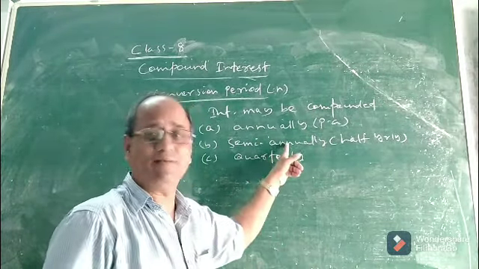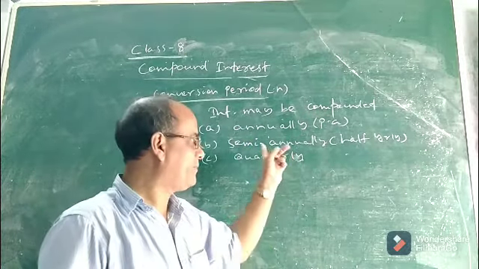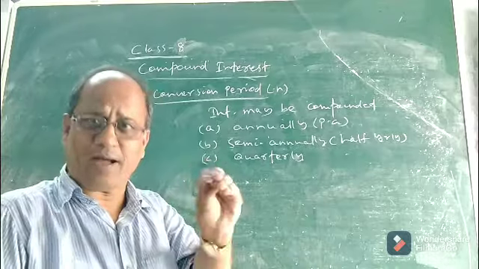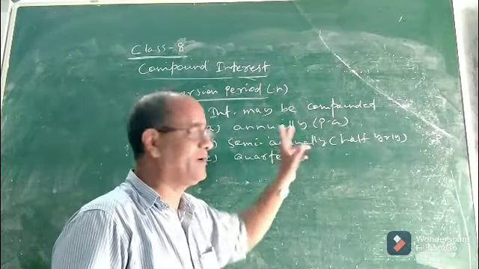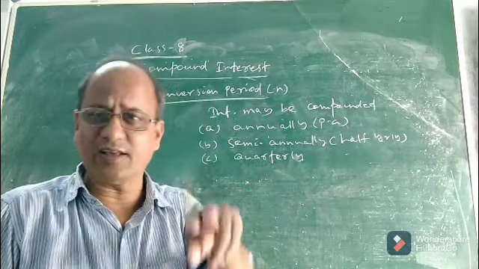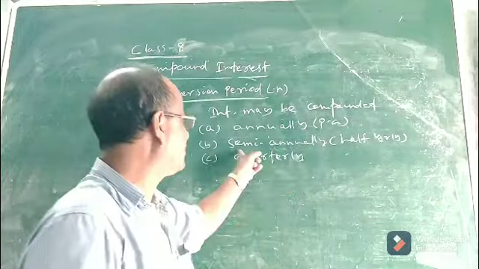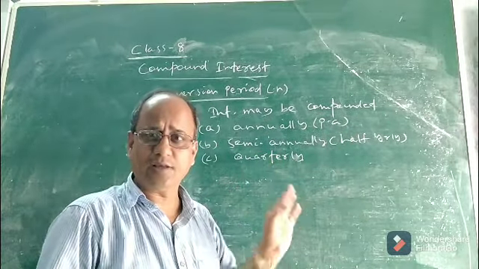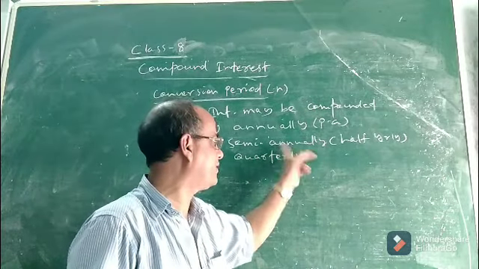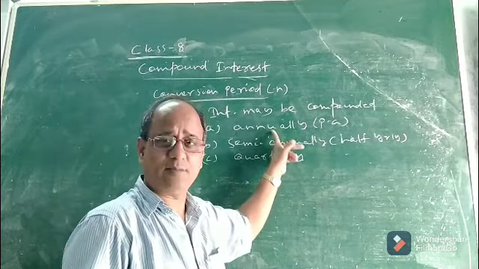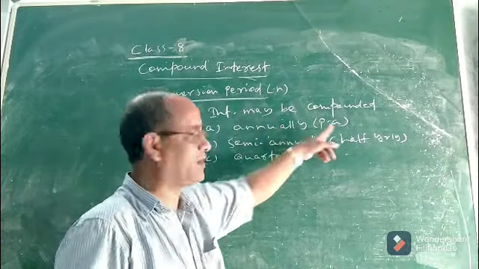Now semi-annually means half yearly. So what does it mean? That means the bank will charge interest half yearly. Half yearly means twice in a year, every 6 months. In every 6 months the interest will be charged. That is called semi-annually or half yearly. So if the interest is payable every 6 months, it is called half yearly. If the interest is payable or chargeable once in a year, it is called annually or per annum.